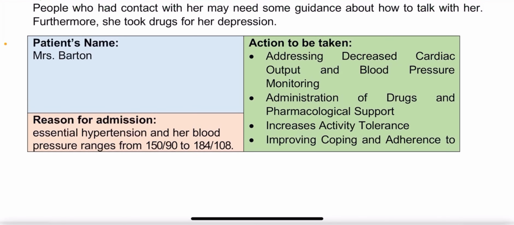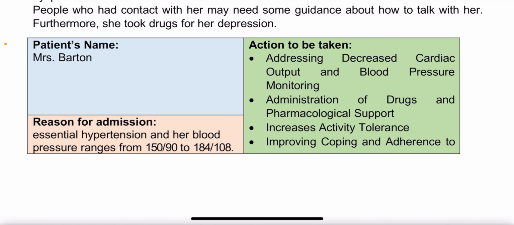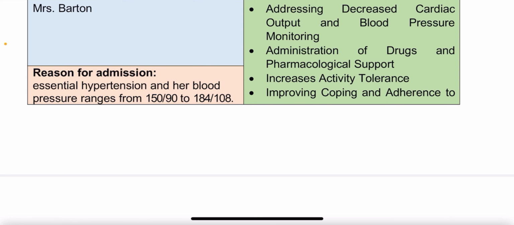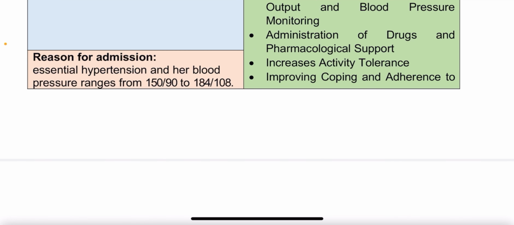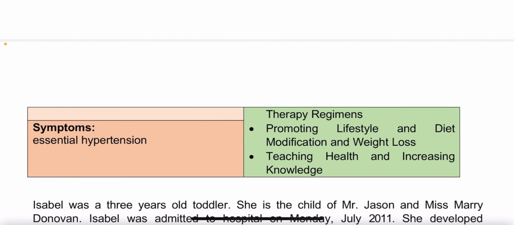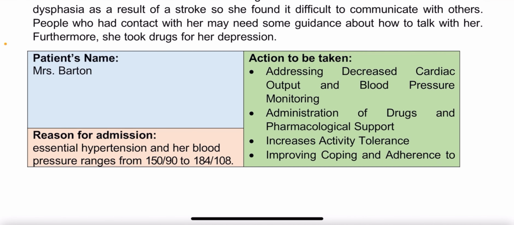Okay, this is the patient's name: Mrs. Burton. Reason for admission: essential hypertension, and her blood pressure ranges from 115 per 19 to 184 per 108. Symptoms: essential hypertension. Action to be taken: addressing decreased cardiac output and blood pressure monitoring.